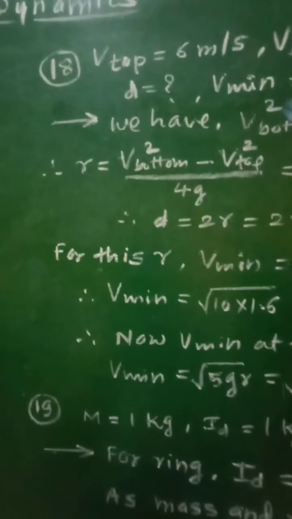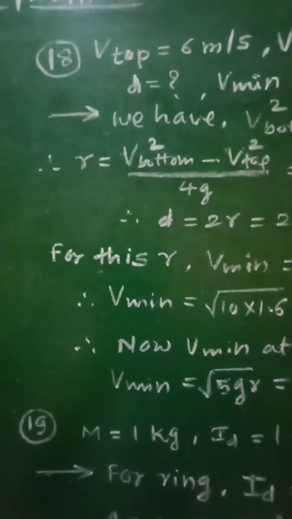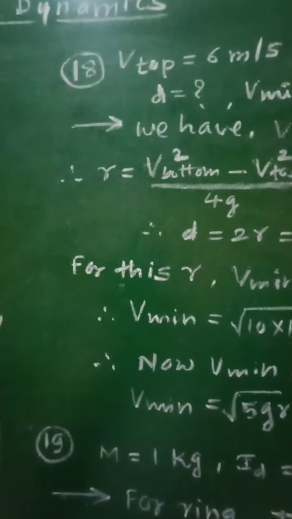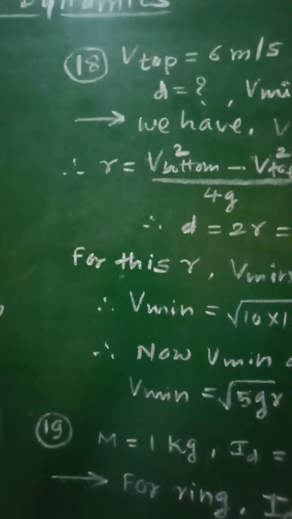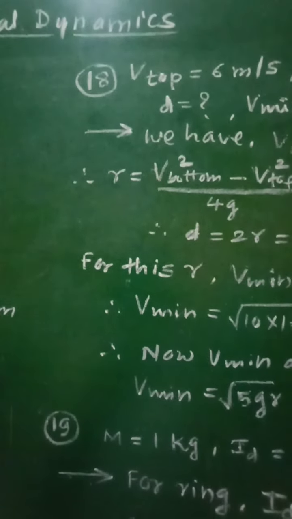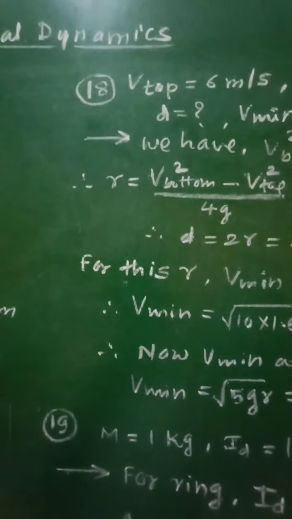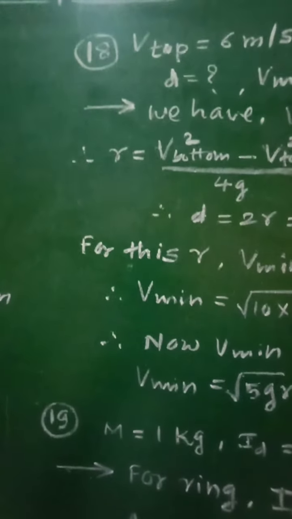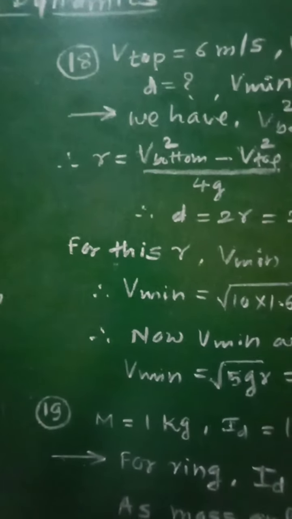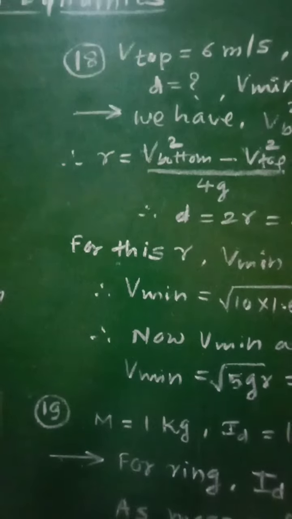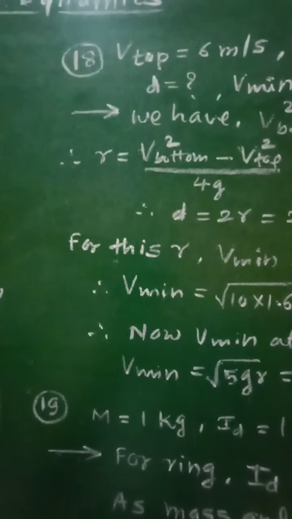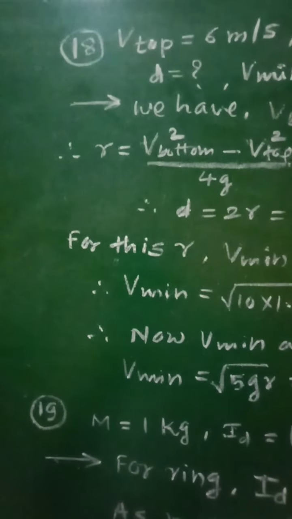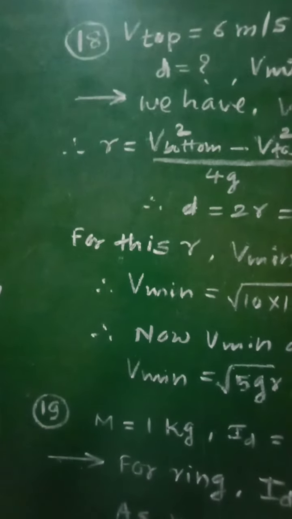Now let us see the next numerical, that is numerical number 18, and it is given that a motorcyclist, which will be considered as a particle, is undergoing vertical circles inside a sphere of death. The speed of the motorcycle varies between 6 meter per second and 10 meter per second. Calculate diameter of the sphere of death and how much minimum values are possible for these two speeds.